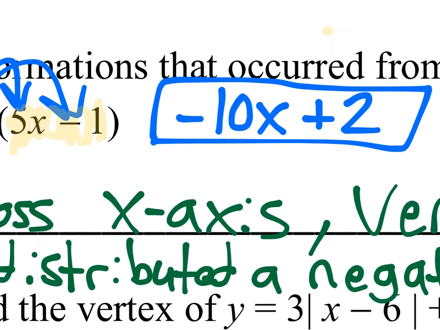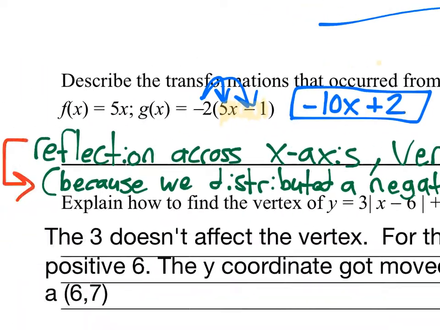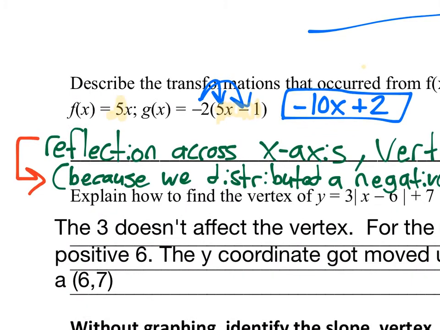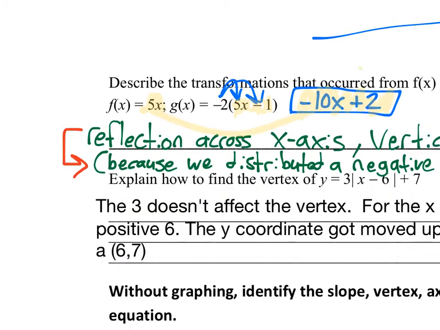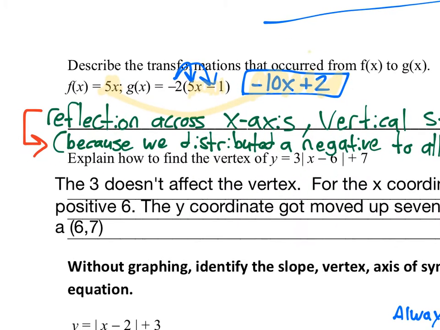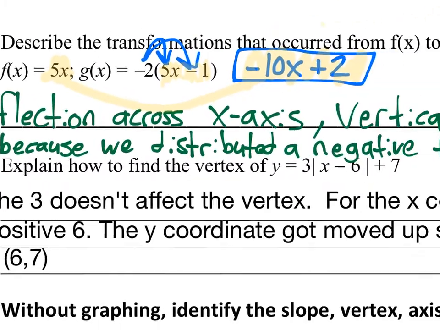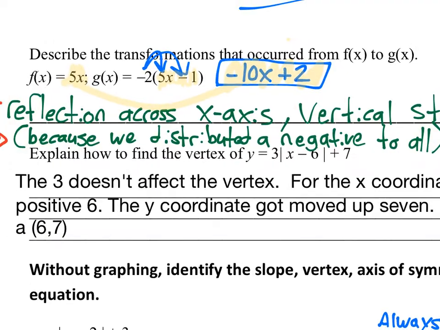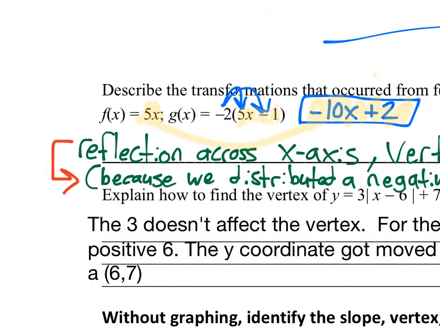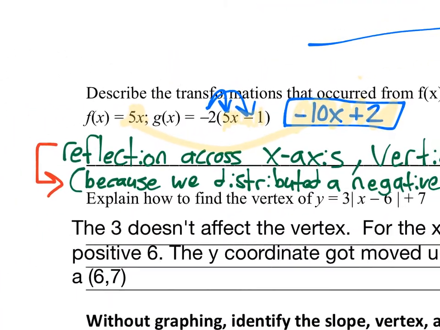Distribute it out. Get it back into a form we're familiar with. Okay, so now I'm comparing 5x and -10x plus 2, which has me notice my x only has changed signs, so that will reflect across the x-axis because we distributed negative to all. Remember, if we distribute that negative to all, that is an x-axis reflection.